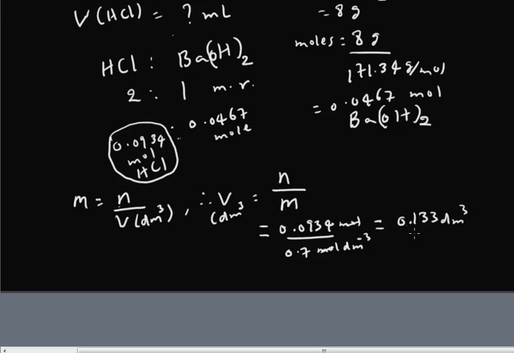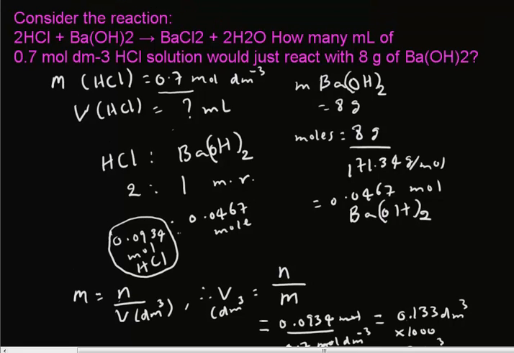However, you can convert it to cm cubed by multiplying with 1000. That would give you 133 cm cubed or milliliter. So that is the volume of HCl in milliliter. And this is what basically we did here: we used the mole ratios to determine the volume of hydrochloric acid given its molarity and the mass of the base. And that completes the video on titration calculation.